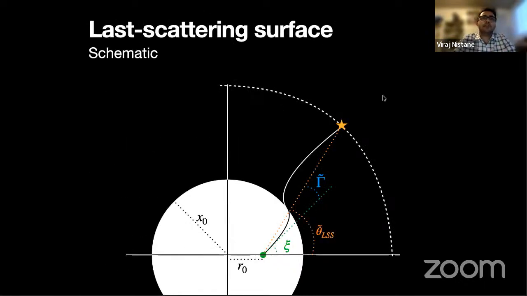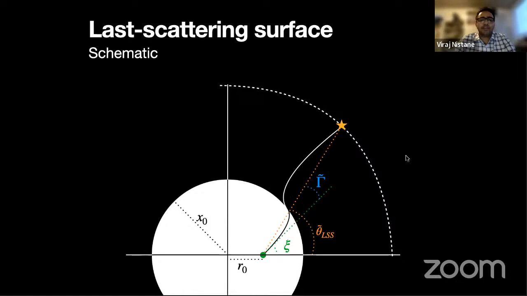First of all, let's see a schematic diagram for the last scattering surface. This dotted line is the last scattering surface, and this here is a single trajectory between the photon emission point on the last scattering surface and the observer, denoted by the green dot. And I have obviously exaggerated the bending of the trajectory here.